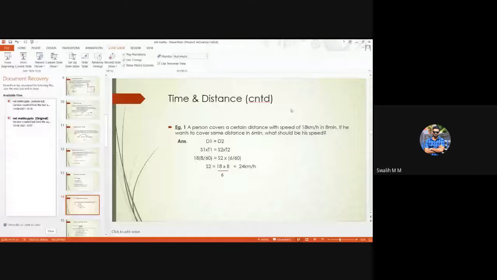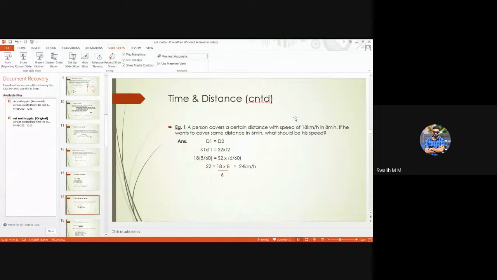So you can take distance out of the equation. Time and speed are changing, so instead of D1, you can write S1 and T1, and instead of D2, you can write S2 and T2. We don't need distance in this question because the distance is same, and you can equate the distance in terms of time and speed. So what is speed 1? The speed 1 is given as 18. Time 1 is given as 8 minutes. 8 minutes means 8 by 60 hours. You can write only in hours, not in minutes. So convert this into hour.